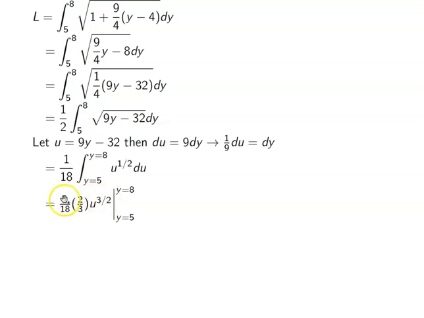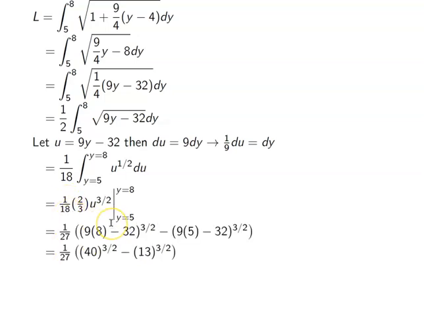Okay, so we have 1/18, 2/3. The 2 and the 18 can cancel. This will turn into 1 over 9. Right? We'll go ahead and resubstitute my u value for my 9y minus 32 and plug in our 8 and our 5 at the same time.